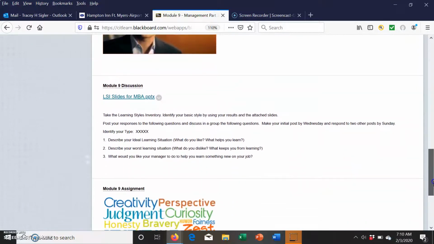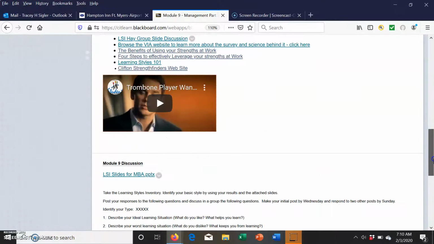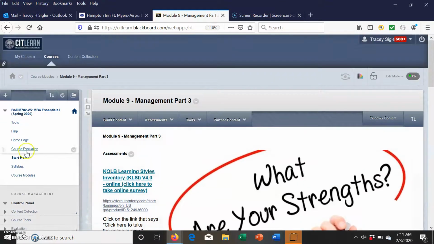So the discussion is on the learning style inventory. So post your style, share it with others, and respond to a couple other posts. So learn about people who aren't like you. And then the written assignment is to take the VIA. It's a free assessment. And have your family and friends take it and analyze and assess yourself based on those results. And the second module is looking at emotional intelligence.